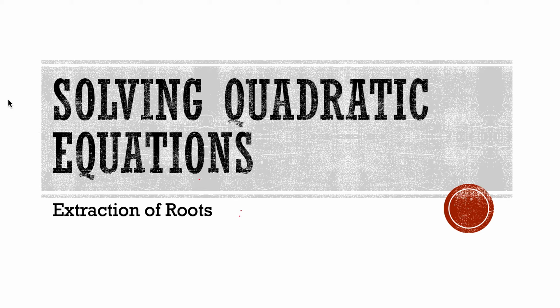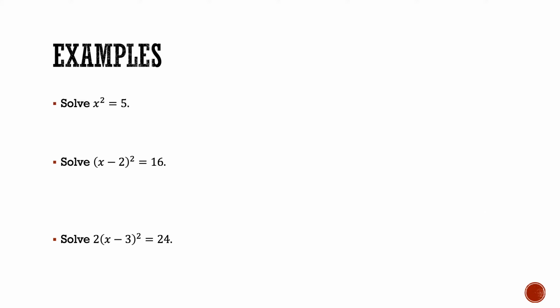In this section, we're going to look at different methods for solving quadratic equations. So we're going to start with what is called the extraction of roots method. So we'll start with the example, solve x squared is equal to 5. And hopefully this is going to feel like a fairly easy example. Your goal is to solve for x.